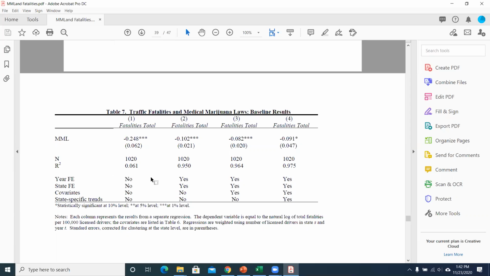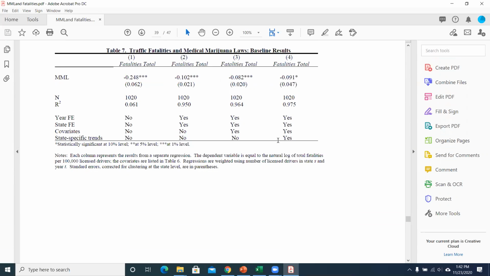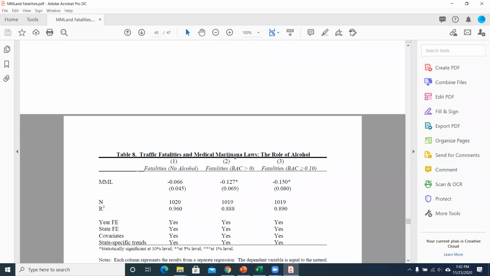And then they start to include a bunch of different controls. Once you get all the controls in there, they still find it's a smaller effect, right? Because as we add in these omitted variables, it might change our estimate. But once they add in all these effects, we still see a pretty sizable impact, right? So if we go down here, it's interesting to look at, well, how does this vary, right?